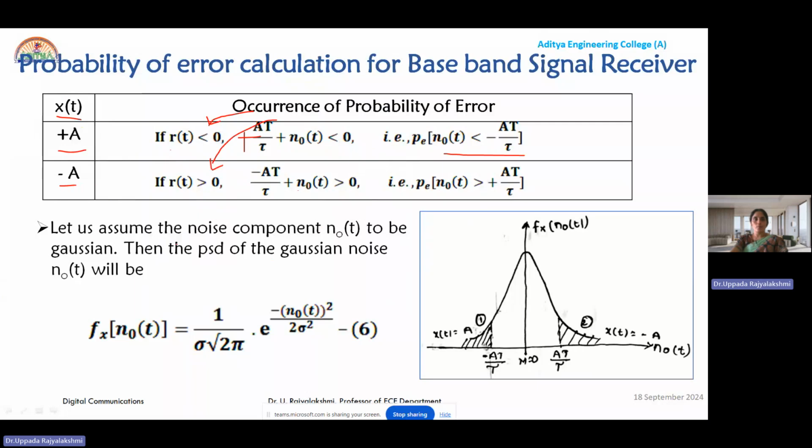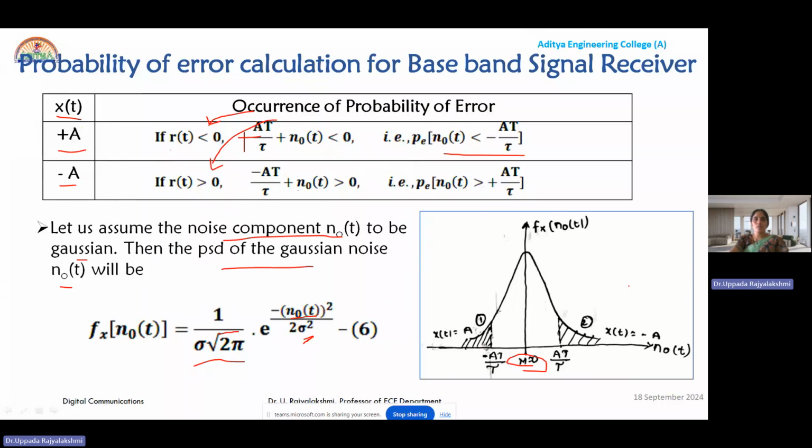Now let us assume the noise component n naught of t to be Gaussian in nature. Then the PDF of the Gaussian noise n naught of t is f X of n naught of t equal to 1 by sigma root 2 pi, where sigma is the standard deviation, into e power minus of (x minus m) whole square, where x is n naught of t and the mean m is 0. So minus of (n naught of t minus 0) whole square by 2 sigma square, where sigma square is the variance.